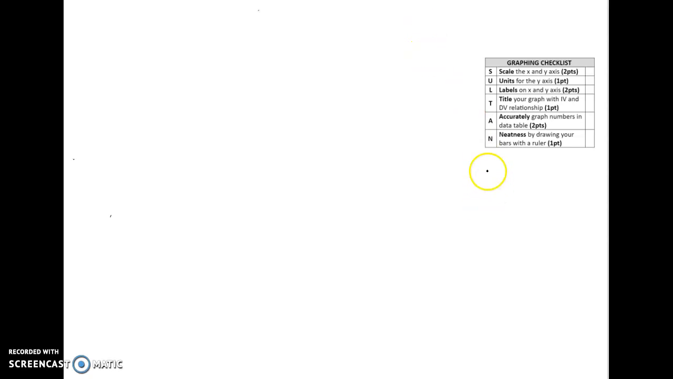So I'm going to write a data table. Remember, when we make a data table, the independent variable always goes on the left. So in this case, our independent variable was type of soil. And our dependent variable goes on the right. That will be what we measure, plant height.